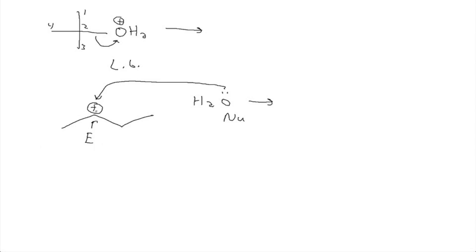By the way, why don't we need a leaving group here? Well, is this going to break the octet rule? No, because there's a deficiency of electrons. That's why we don't need a leaving group.